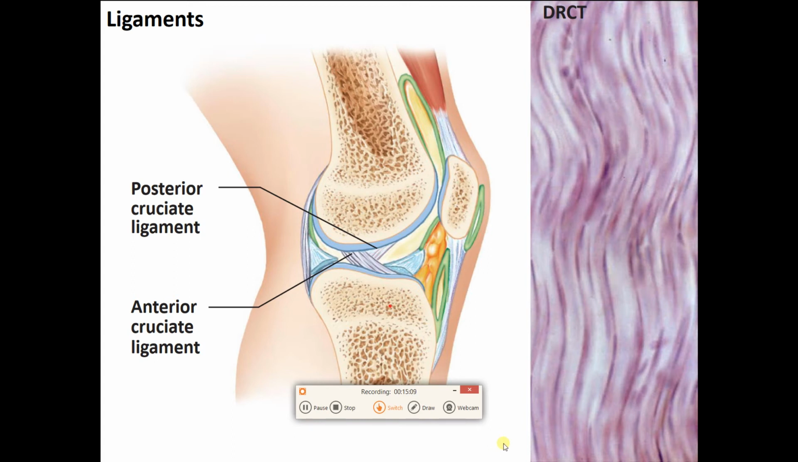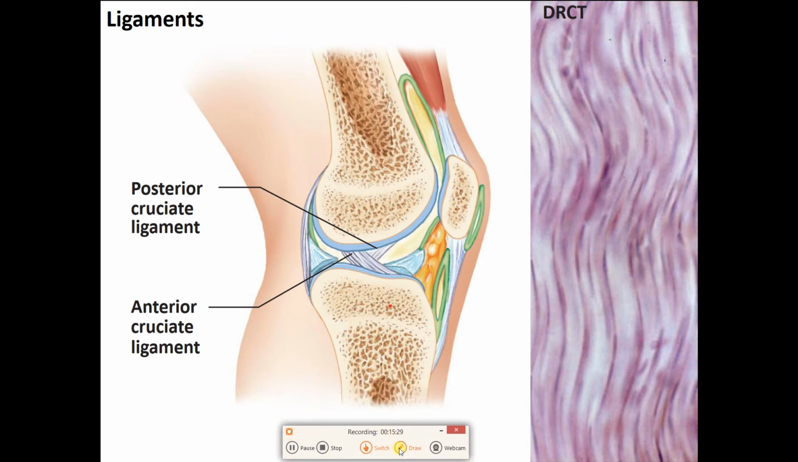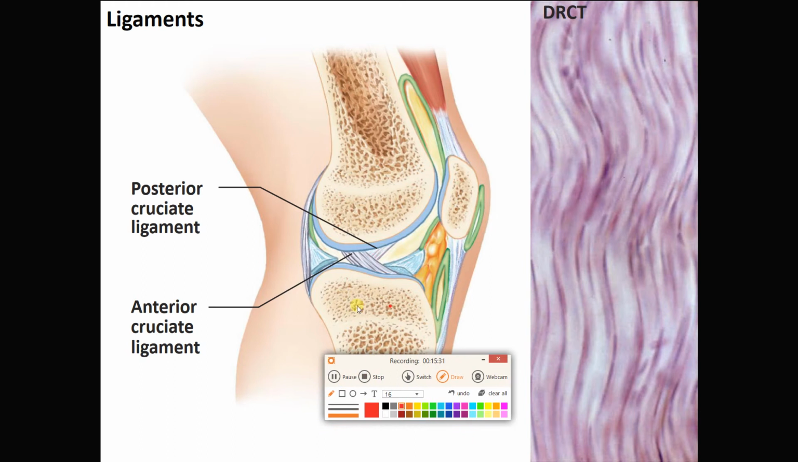Now, we need ligaments for reinforcement. We need reinforcement because synovial joints are freely movable. And with movability, we lose strength. We're looking at the knee right here. And in the knee, there are a pair of ligaments that crisscross. We're actually doing these in lab too, so I thought I'd point them out.